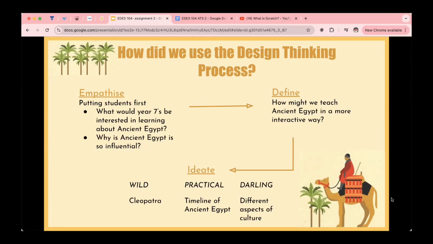following the wild, practical, darling method of brainstorming ideas as described by Lee Wilson in our lectures. A wild idea we thought of was to do something surrounding the life and rule of the iconic Queen Cleopatra. A darling idea was to focus on different aspects of ancient Egyptian culture like language and hieroglyphics, music and art, food and tradition, clothing and class. And finally, our practical idea was to have a timeline of significant and major events during ancient Egypt to provide a holistic understanding of the ancient civilization, which is presented via an interactive storyboard.